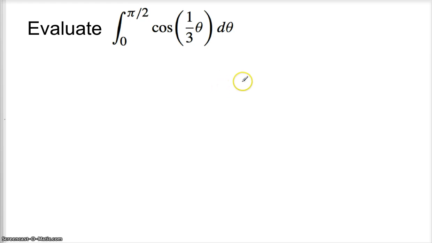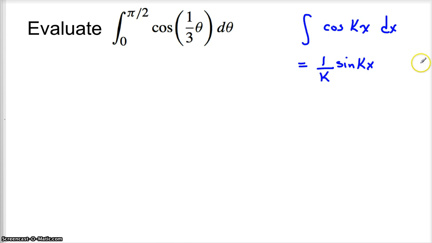Here's another example. This time we have to determine the antiderivative of cos, which is sine, but we have cos of 1/3 theta. So here, the antiderivative of cos 1/3 theta, here's a formula you should memorize. If you have the antiderivative of cos kx, some constant times x, the antiderivative will be 1 over k sine kx plus C, a constant, because that's the indefinite integral.